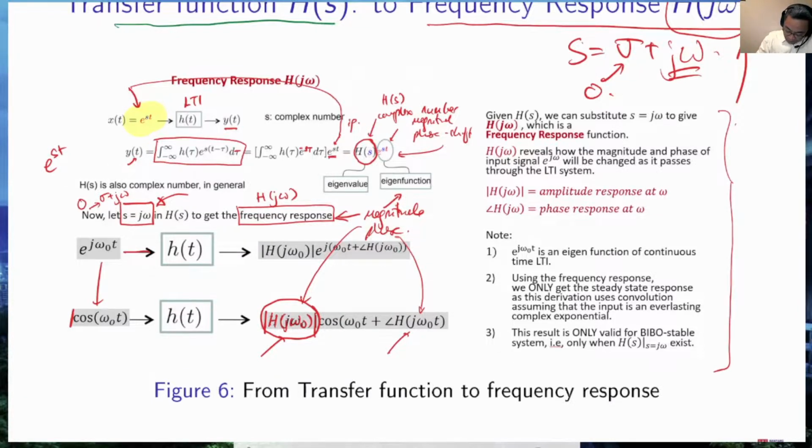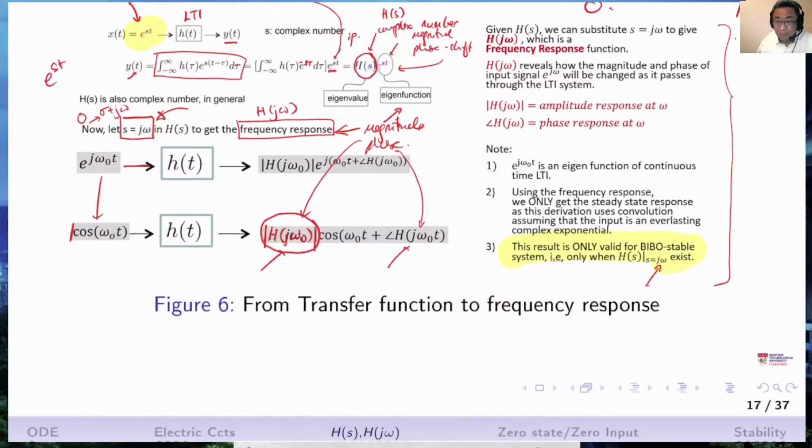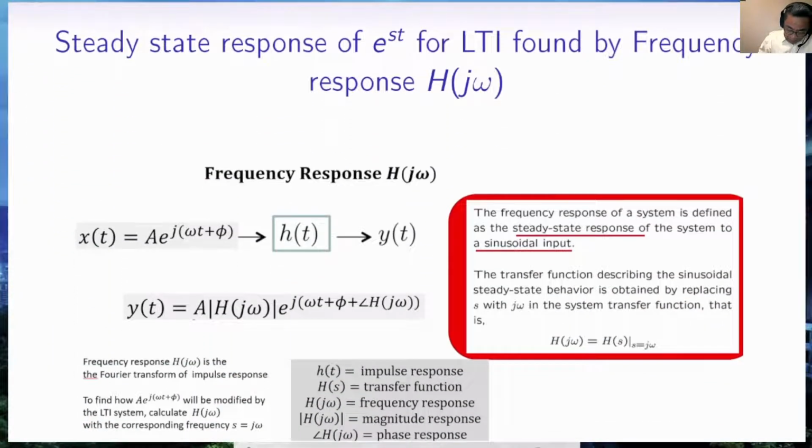Alright, some explanations are given here. Please read. Now, the take-home message may be this. It looks very nice to use, but this result is only valid when the system H(s), when s equals j omega, exists. It is converging. So you look at the poles, and the poles must sit on the left half plane such that the j omega axis is in the region of convergence.